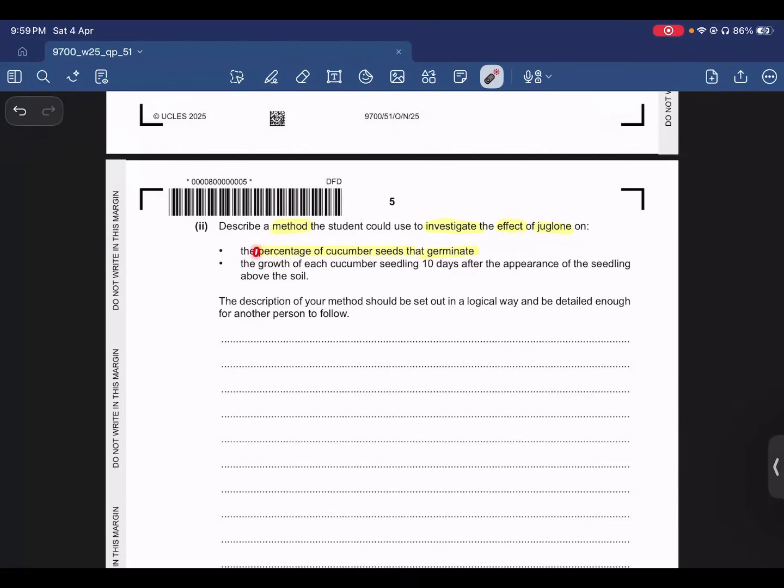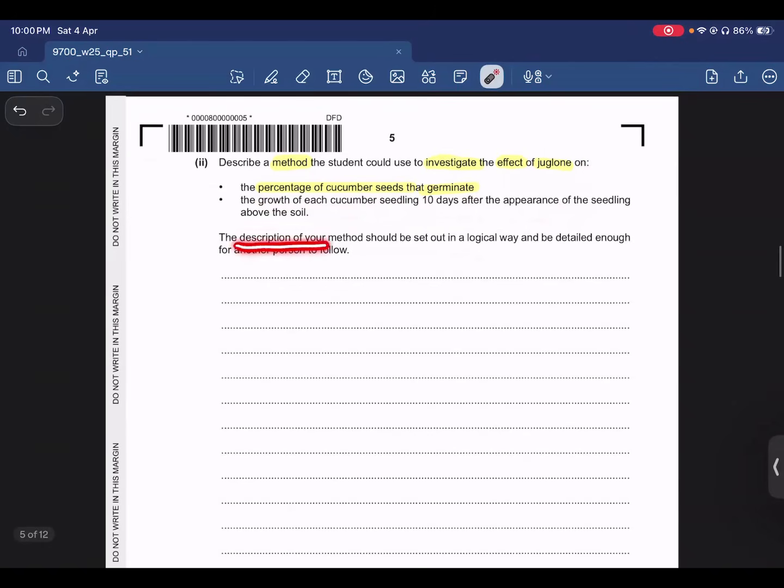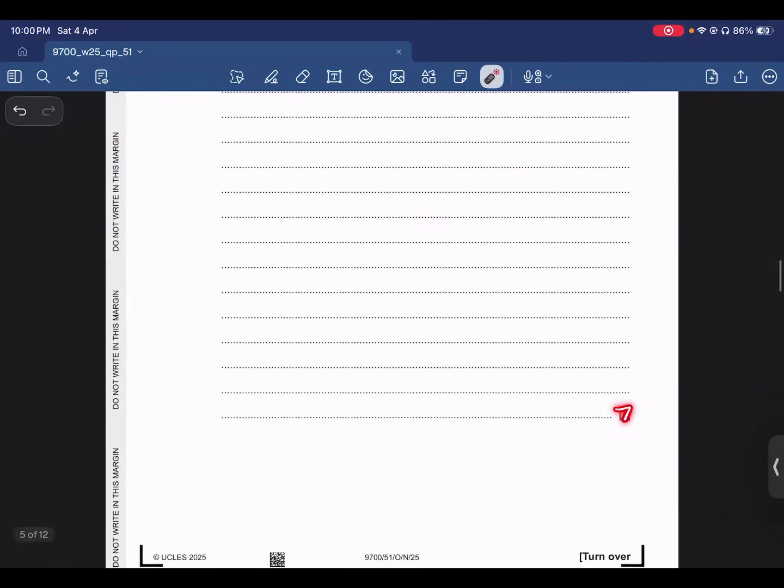And then the percentage of seeds that germinate is not the only effect we have to look at. We also have to see what difference juglone makes to the growth on each cucumber seedling 10 days after the appearance of the seedlings above the soil. So the description of your method, this is the same in every P5, should be set out in a logical way and be detailed enough for another person to follow it. So ignore this, just focus on this. 7 marks, so 7 points.